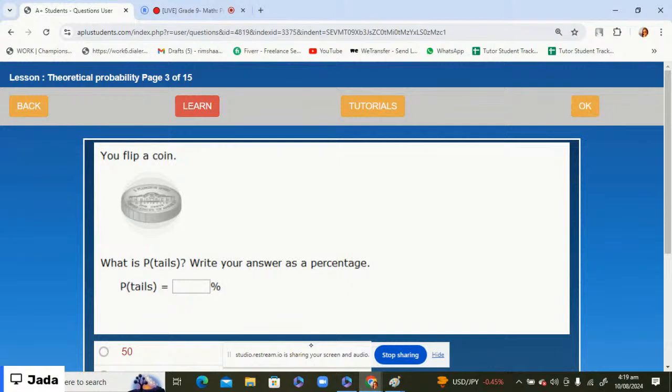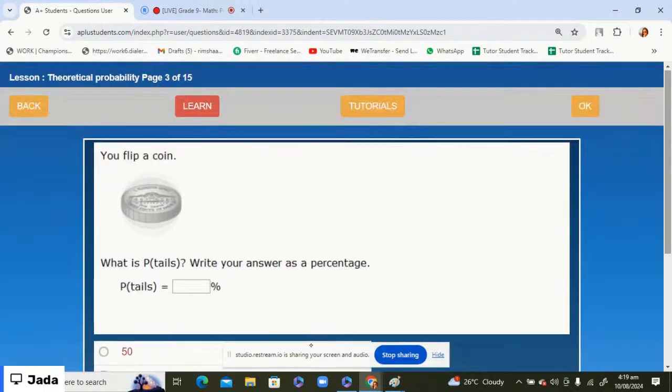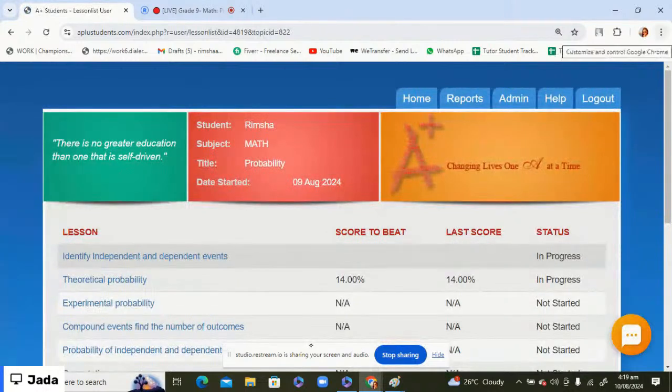So now, what is the probability of tail? And write your answer as a percentage. So solve this question by yourself, and also solve the rest of the test questions by yourself now. Okay? Hope you guys understand this lesson. Now let's discuss the next lesson.